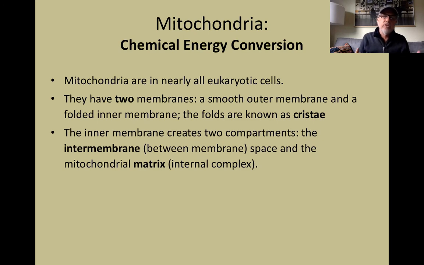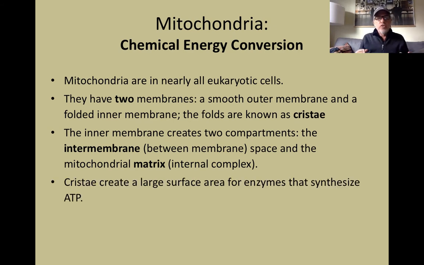The inner membrane creates two compartments inside the mitochondria. The first is the intermembrane space. That's the space between the two membranes. And the second is the space inside the inner membrane, which is known as the mitochondrial matrix. The cristae, these folds in the inner membrane, create a huge amount of surface area on the inside of the mitochondria, and this is the site of many of the enzymes that are necessary in the synthesis of ATP. And we'll learn about that in great detail sometime in the spring when we get to study cellular respiration.